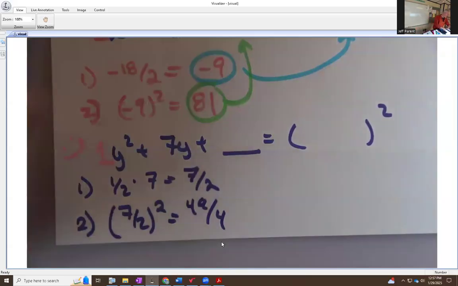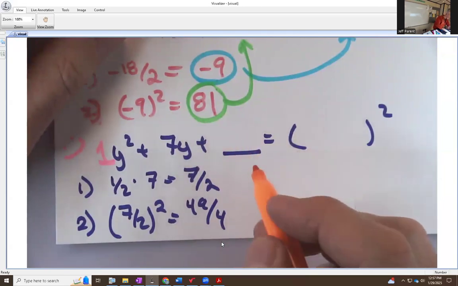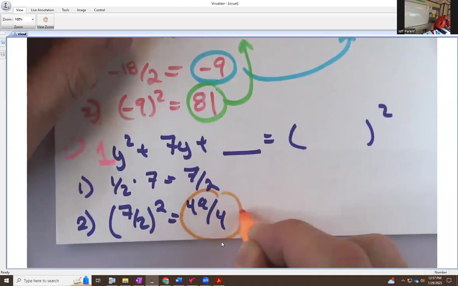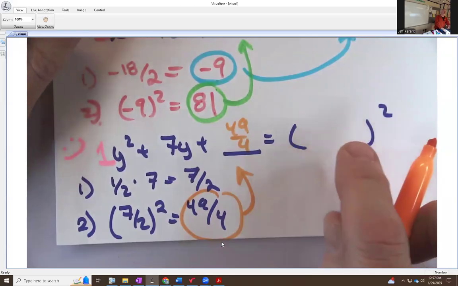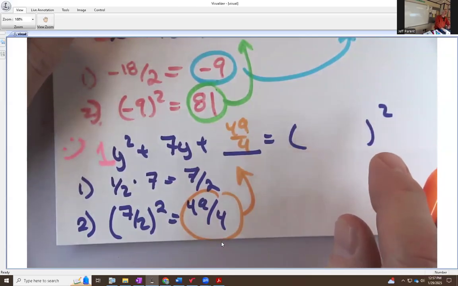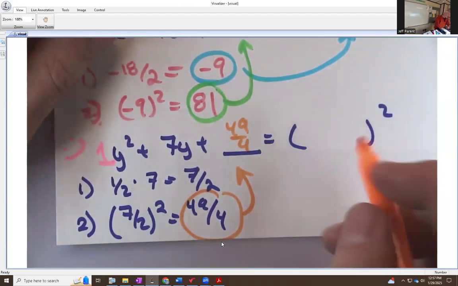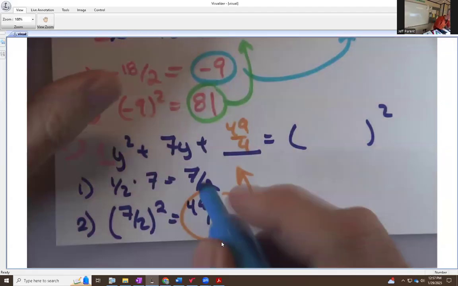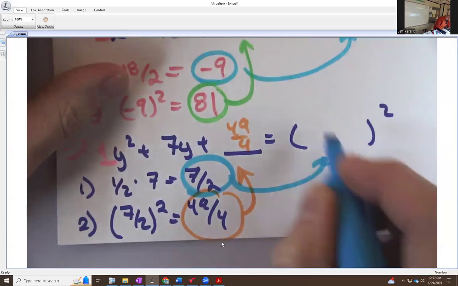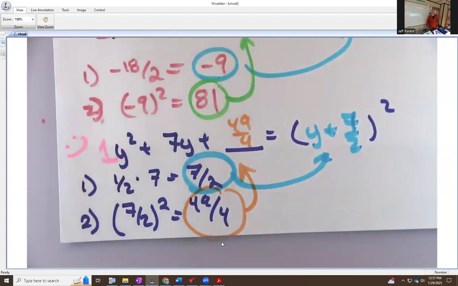Jaya? What should I put here? All right. So right here, we're going to put the 49 over 4. Great. Alex. Or excuse me. Yeah, Alex. What am I going to put here? Perfect. So y plus 7 over 2 squared. Perfect. Great. And that's it. That's all we needed out of that.